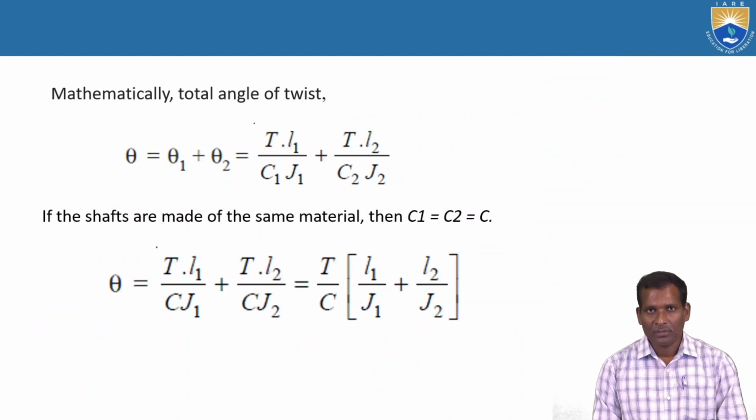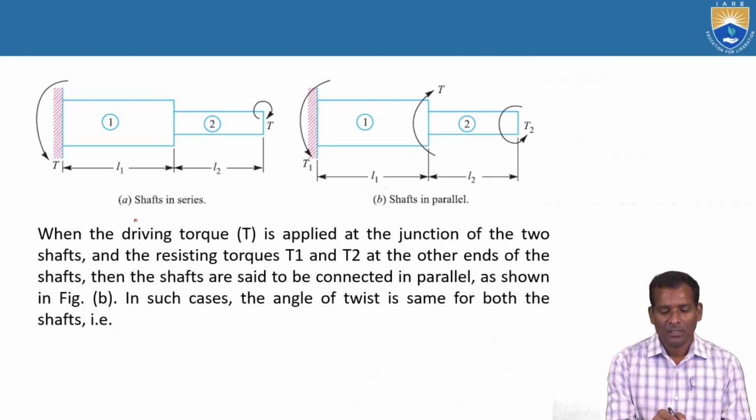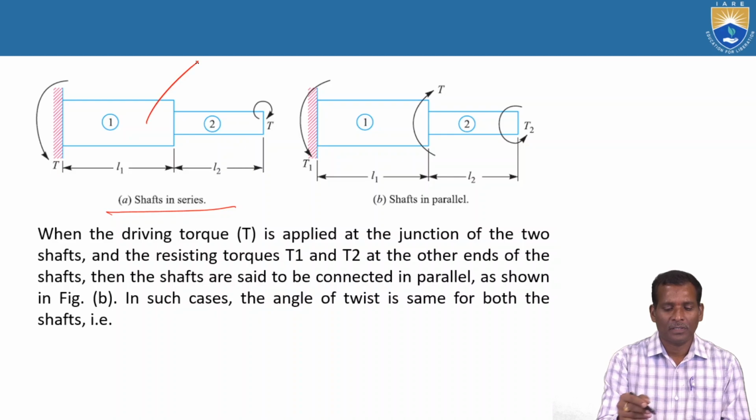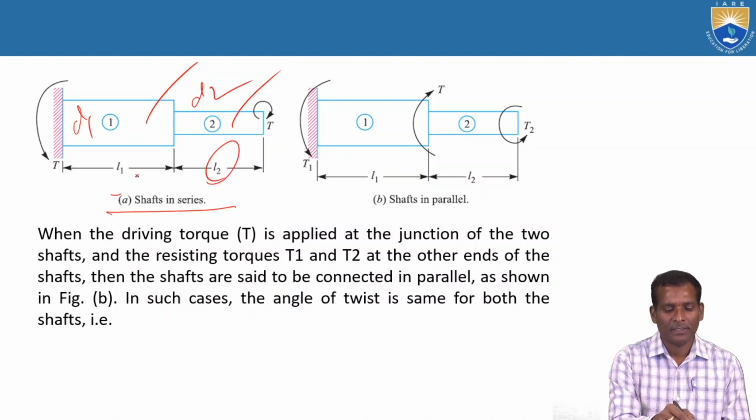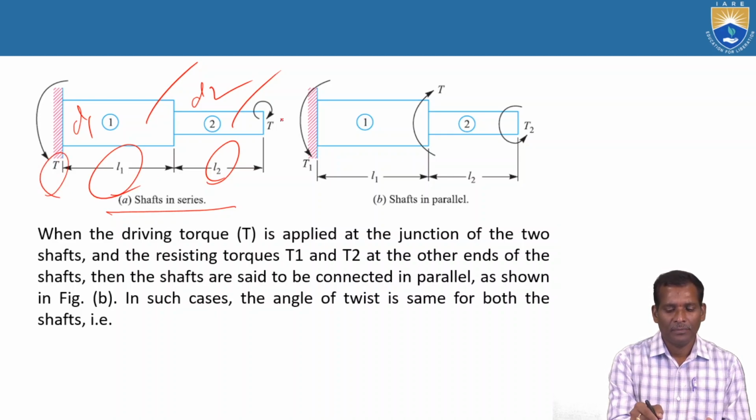So I will show you the diagram. See, in this, the first one is shafts in series. If two shafts are connected in series, this is the first shaft and the second shaft with a different diameter. So the diameters are D1 and D2 and different lengths L1 and L2. The torque applied here is T.